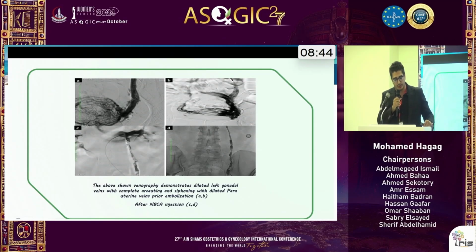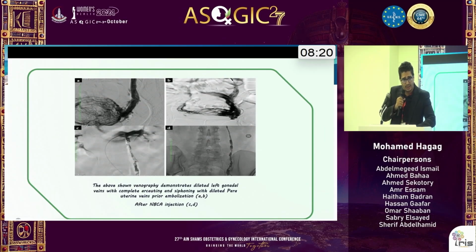Here are some pictures of the left gonadal vein before and after embolization. Picture A shows left gonadal vein reflux. Picture B shows the siphoning effect of the hypogastric veins, draining blood from the left ovarian vein. And C and D are after embolization.